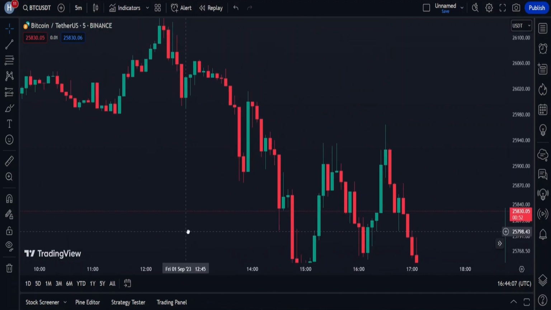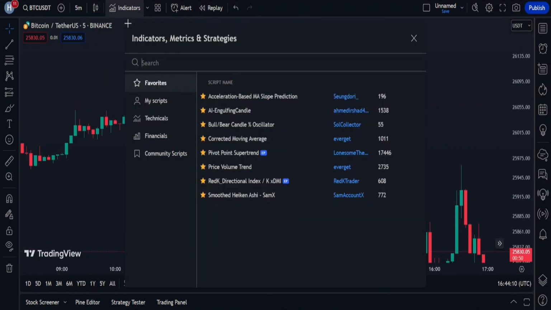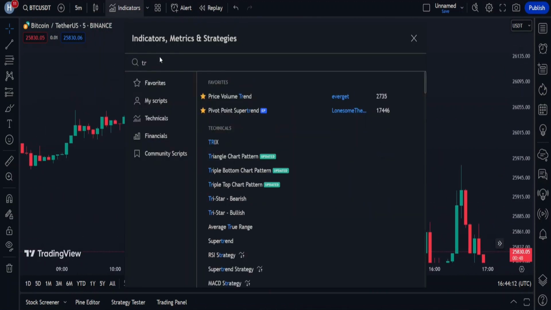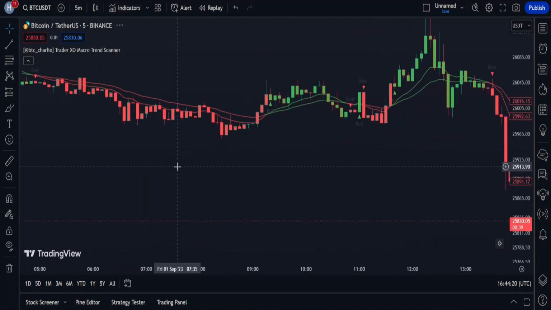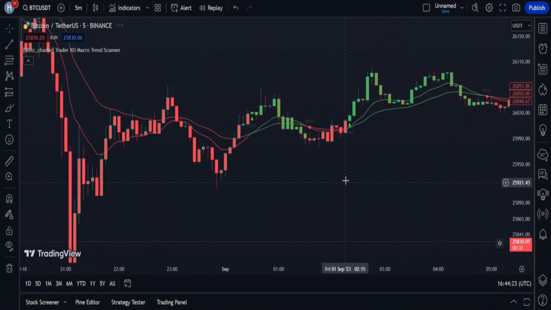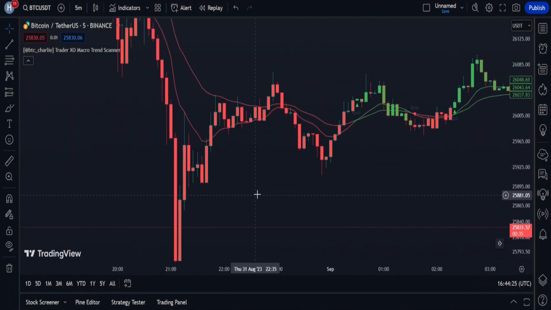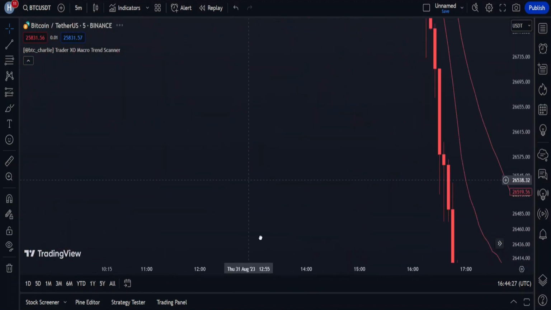First of all, let's add our first indicator to the chart. So we will access the Indicators tab and search for Trader XO. After this, apply this indicator created by BDSC Charlie to the chart. This indicator will be the main indicator giving us buy and sell signals. This indicator works by detecting the crossings of two moving averages and gives off buy or sell signals.